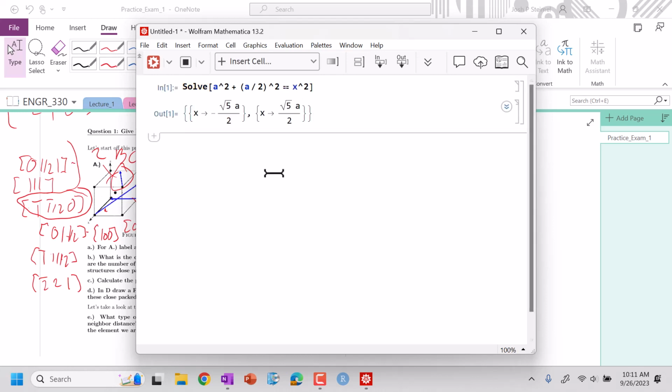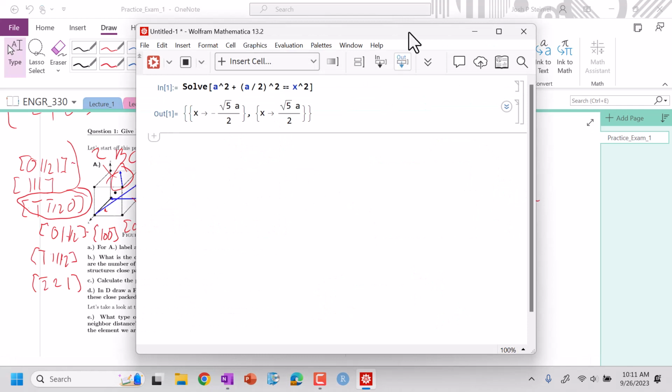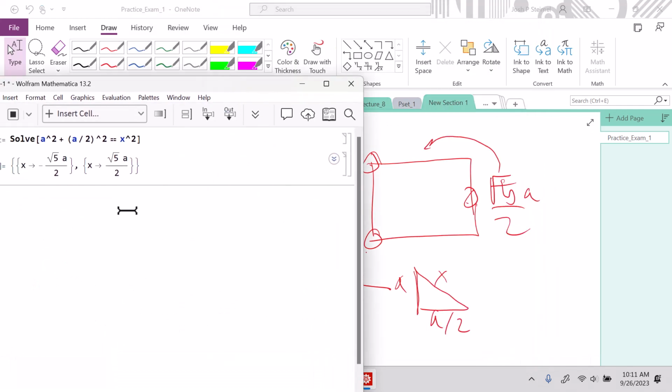So x, or basically I'm going to have root 5a over 2. So, excuse me, that's going to be right here. So if I want to look at the planar density, this is going to be a quarter, quarter, half. So I can plug in that for my number of atoms. So my number of atoms is going to be quarter, quarter, half, so basically 1.